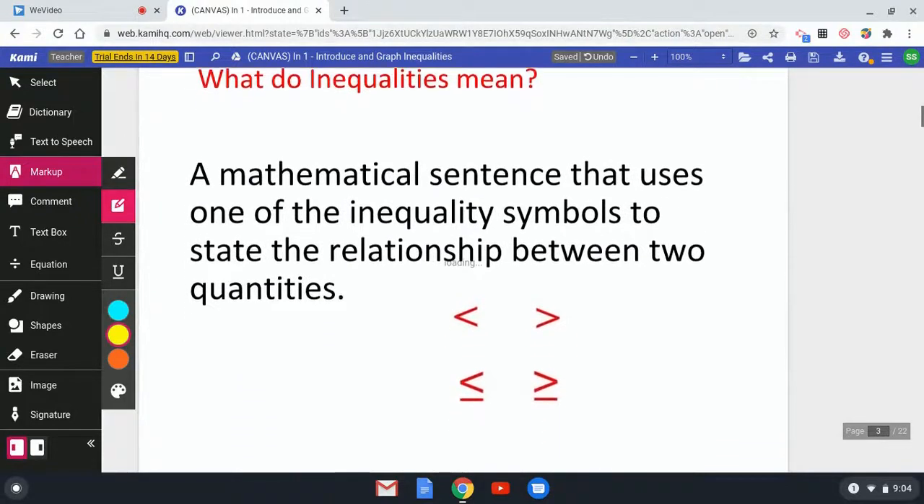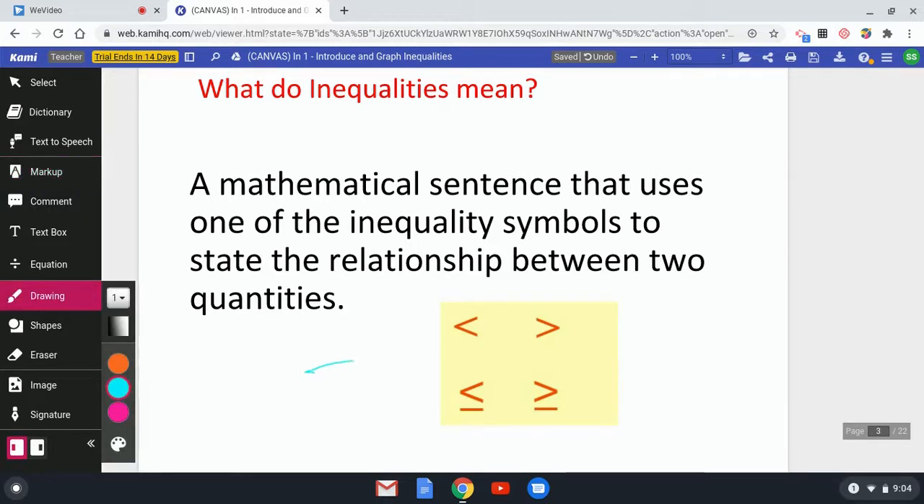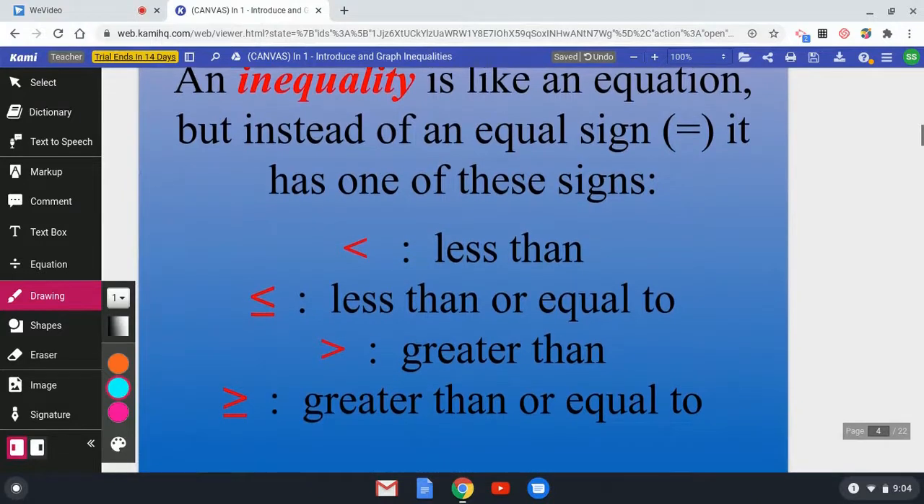So what do inequalities mean? Inequalities are mathematical sentences that use one of the inequality symbols to state the relationship between two quantities or two amounts, okay? So today and tomorrow and the next day, the next 3 lessons, I guess technically the next 6 lessons, you're going to see a lot of these symbols. We call these inequality symbols. And let's talk about what each of those symbols mean, okay? So an inequality is like an equation, but instead of an equal sign, it will have one of these.